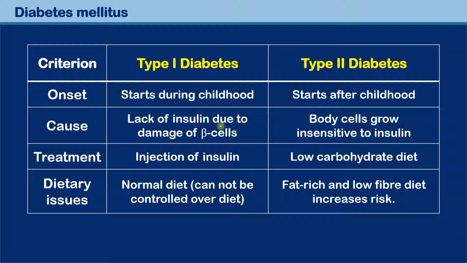And if there is not enough insulin in the first place, you can inject it. So that is type 1 diabetes. The people have to measure their blood glucose level, or nowadays you have small devices that do that, and then you have to inject insulin appropriately. And now over here, if the body doesn't even respond to insulin, there is no point in injecting it.